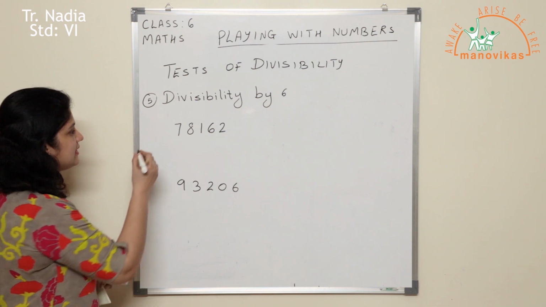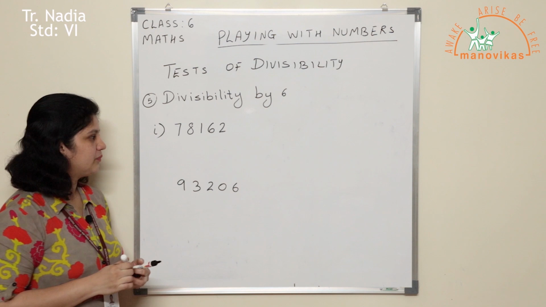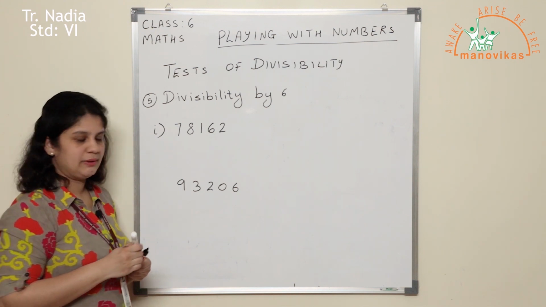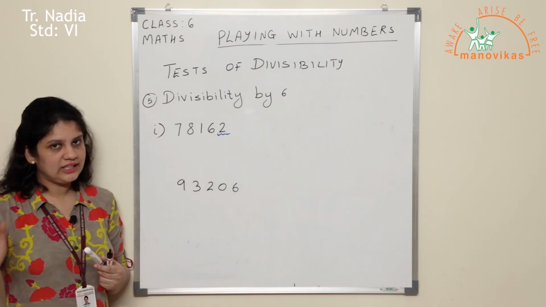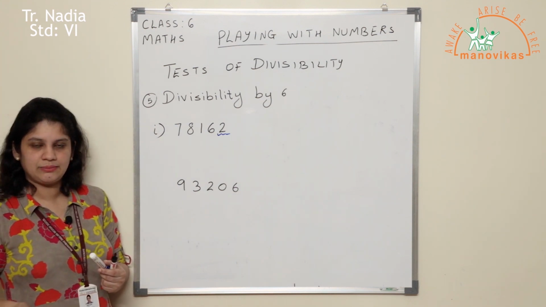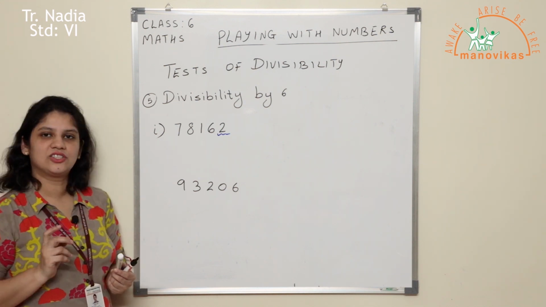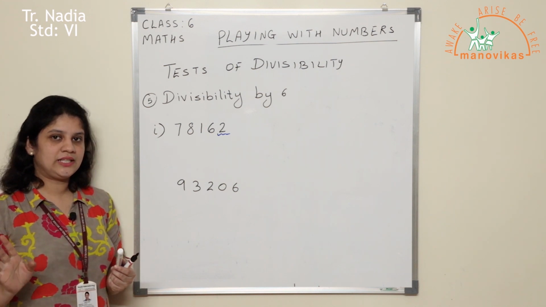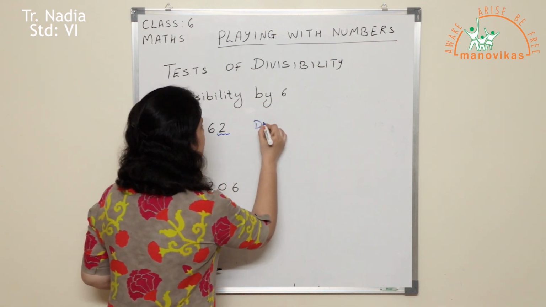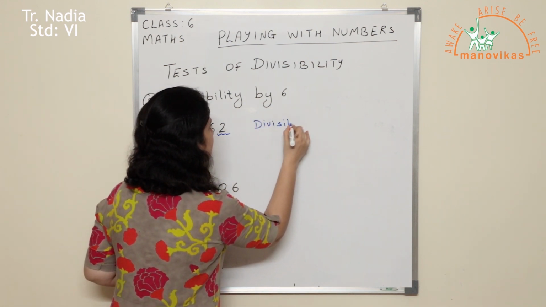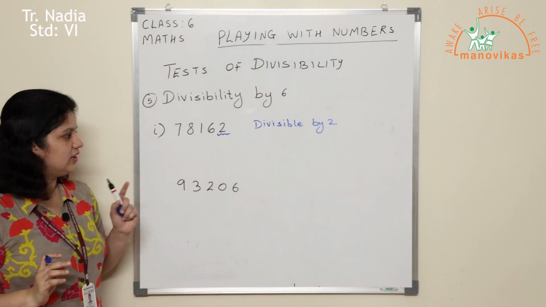Okay, let us see. In the first one, let me first clear the test of divisibility by 2. So to see whether a number is divisible by 2, I have to focus on the last digit and check whether it is odd or even. If it is even, it is divisible by 2. If it is odd, it is not divisible by 2. So here the last digit is 2. So is the divisibility by 2 test cleared? Yes, it is cleared. So this number is divisible by 2. Why? Because it is ending with an even digit 2.